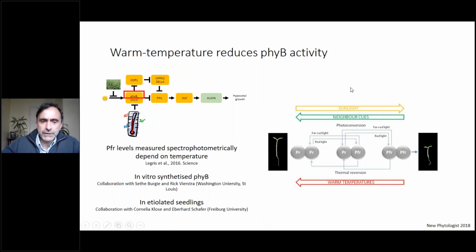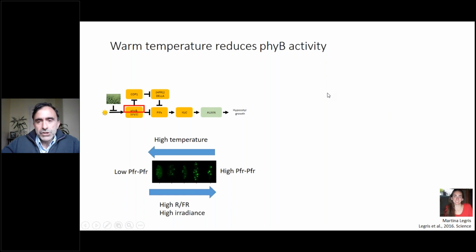But let me show you the results based on plants which have the same age and growth conditions used for shade avoidance. And the experiment is based on something I showed you before. I mentioned before that if we grow the plants in the high red-far red region and high irradiance, which produce high PFR, we have large nuclear bodies. If we predict that high temperature reduces PFR, we might expect to also see a reduction in the size of the nuclear bodies.